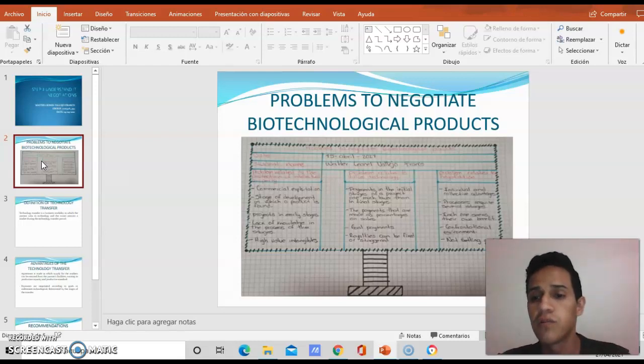Problem 2. Negotiation. Individual and collective advantages. Processes require several stages. Each one seeks their own benefit. Confrontational environment, lacking shared goals.